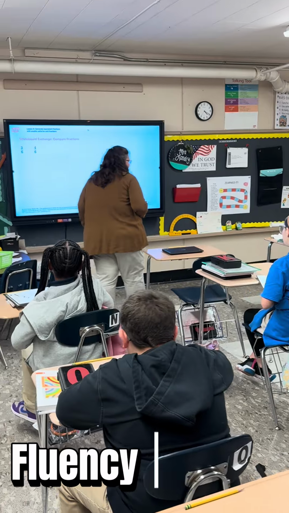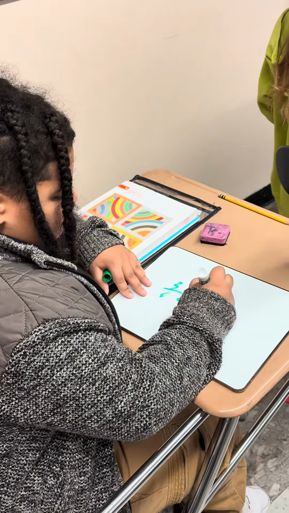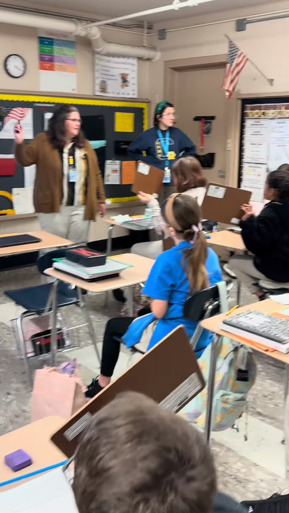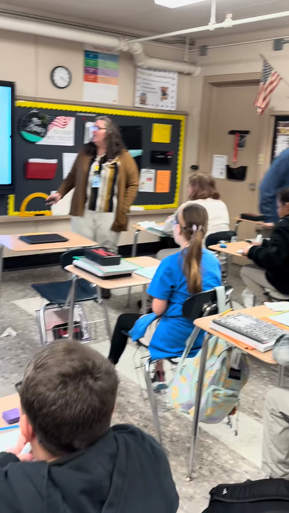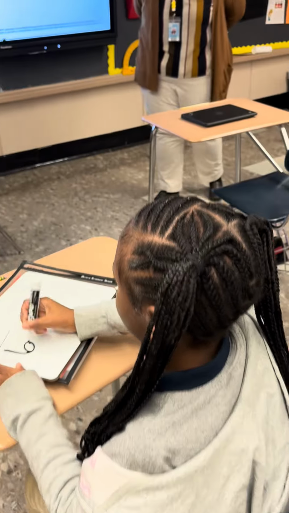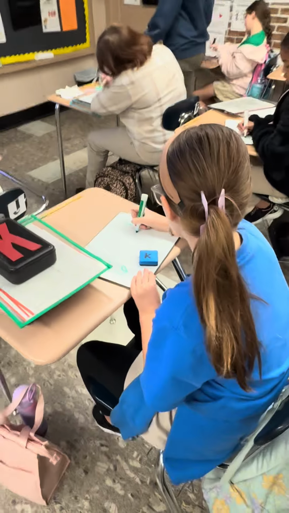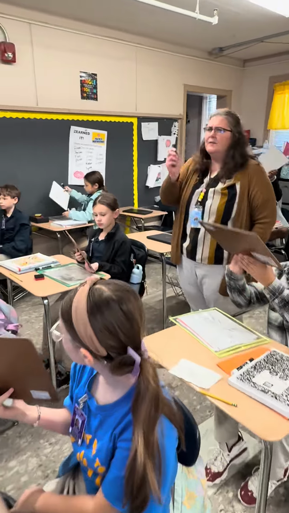Now compare 3/6 to 4/6. Your answer. So let's read it together. 3/6 is less than 4/6. How does 0/6 compare to 1/6? Answer. So hold up your board. Now let's read it together. 0/6 is less than 1/6.